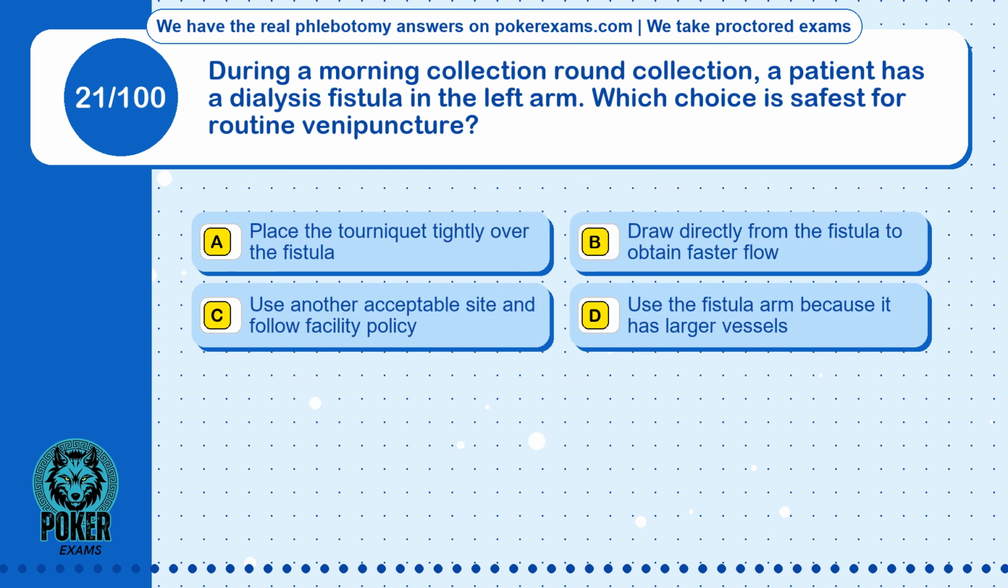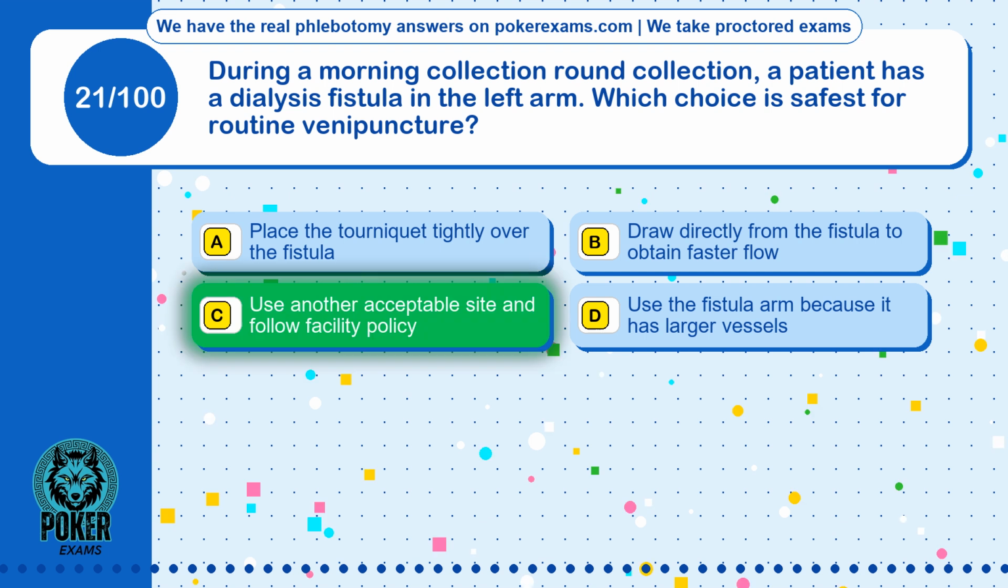Question 21. During a morning collection round, a patient has a dialysis fistula in the left arm. Which choice is safest for routine venipuncture? Option A, place the tourniquet tightly over the fistula. Option B, draw directly from the fistula to obtain faster flow. Option C, use another acceptable site and follow facility policy. Option D, use the fistula arm because it has larger vessels.